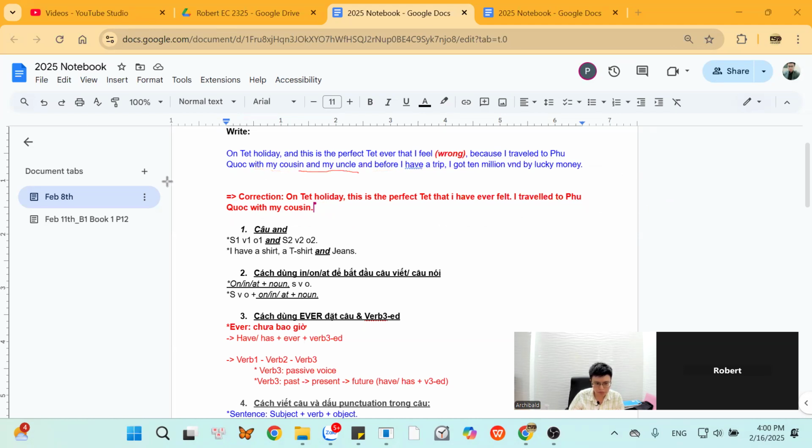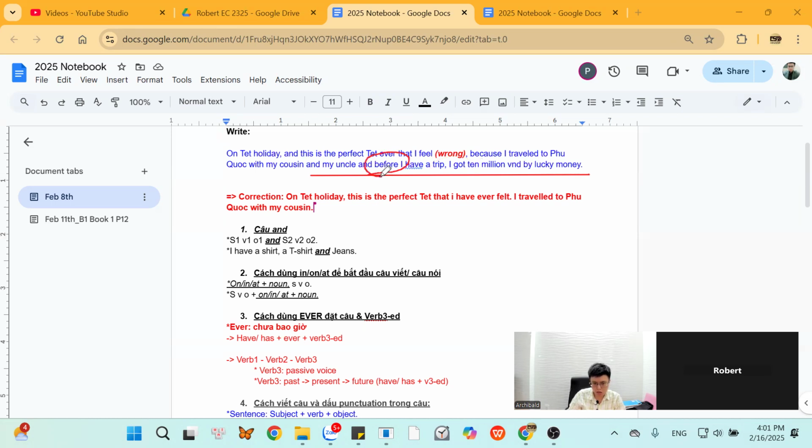Look at the sentence. And my uncle, before I have a trip, I got 10 million Vietnam dong by lucky money. By lucky money, we can only use by to talk about who does it. If you use by, you talk about transport, or you talk about a person or a thing that does something with you. Like I travel to work by plane. I travel to Dalat by motorbike. So then like this, and you use the past verb, to ed.